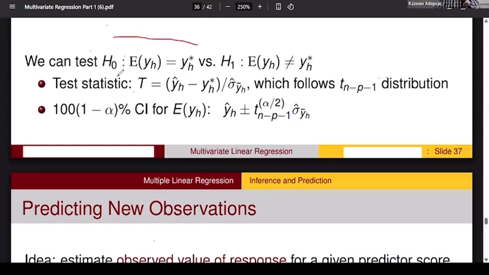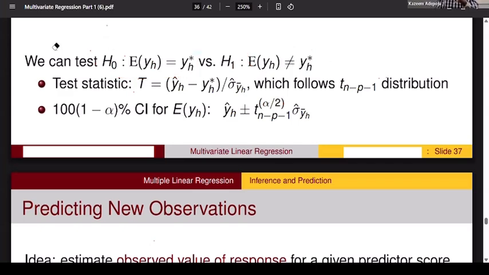Here, this is going to be the null hypothesis, and this is going to be the alternative. The null is trying to say the average prediction is a value, y star h. The alternative is saying it is not. But whether you want to construct a confidence interval or test a hypothesis, we need the standard error, and I told you that the other time.